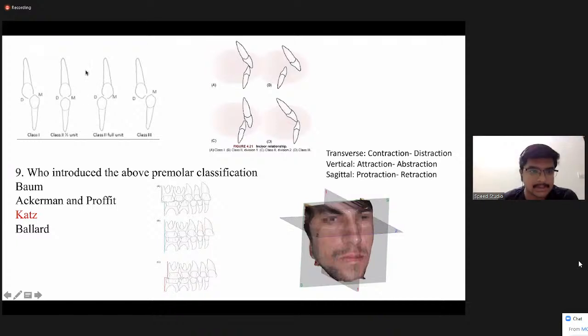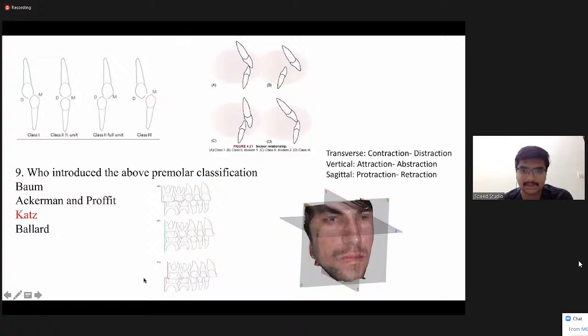So the first picture depicts Katz premolar classification, and this is the incisor relationship, which is very widely called British incisor classification, which is developed from the classification proposed by Baum. So Baum was the first one to develop it, which was later developed to form the British incisor classification. So, when a question is being asked about incisor classification, there are 2 names to be remembered: one will be Baum and the other will be British incisor classification. Both are closely related to each other. British was the latest one, and Baum was the pioneer who introduced the classification.